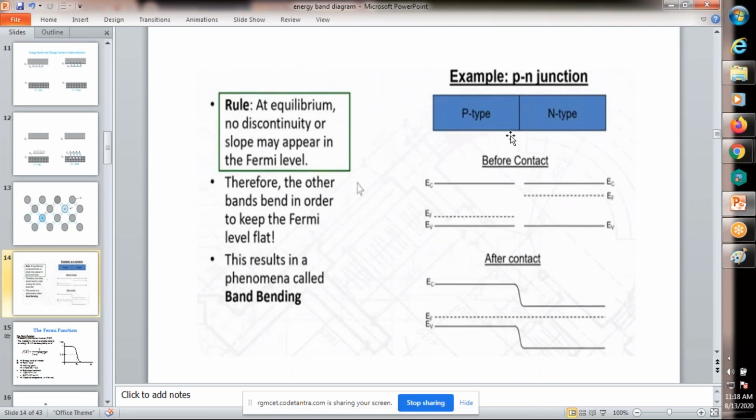p-type and n-type materials are brought together? This is the situation before contact. This is the conduction band. This is the p-type; p-type means acceptor, and this is the acceptor level. This is n-type; n-type means donor level. Approximately here we can call the EF, the Fermi level.